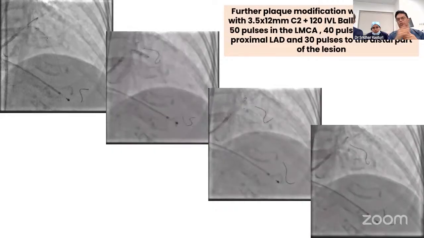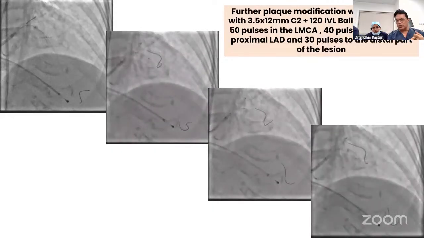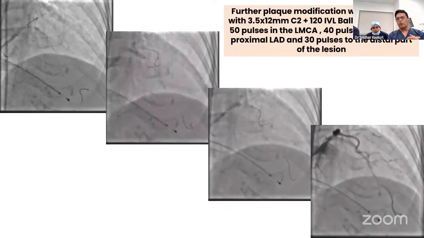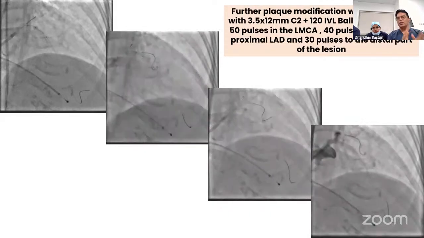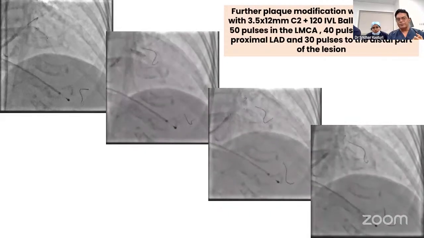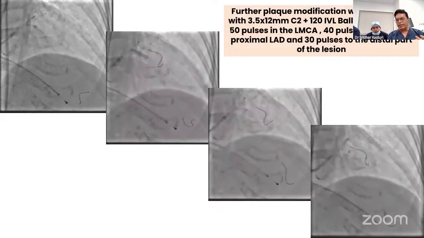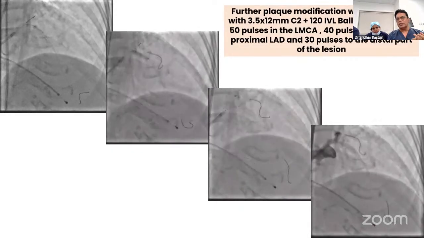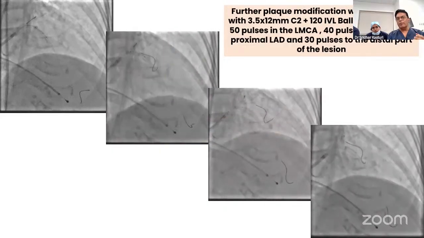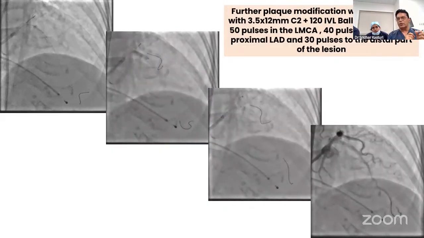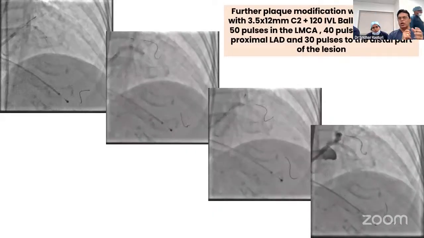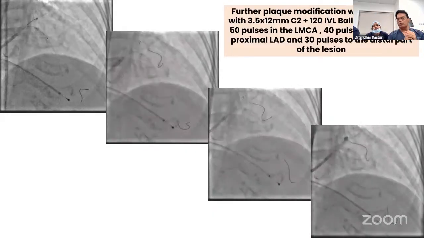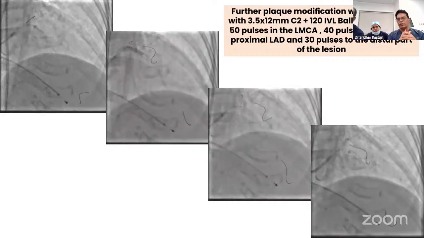So distal embolization is less likely, so slow flow and no flow are hardly seen. At the same time, dissections are very rare, and even perforations are rare. But one of the disadvantages of the IVL balloon is that if there is a very large, very sharp calcium nodule, it can rupture the IVL balloon. So you may have to use a second IVL balloon.